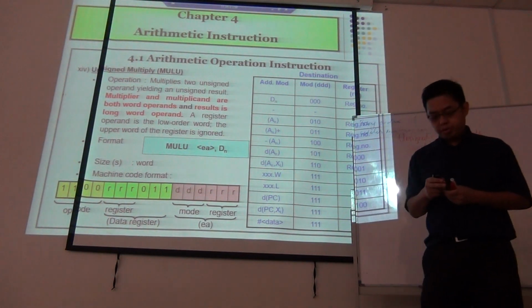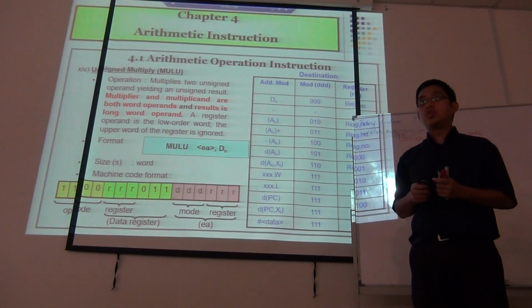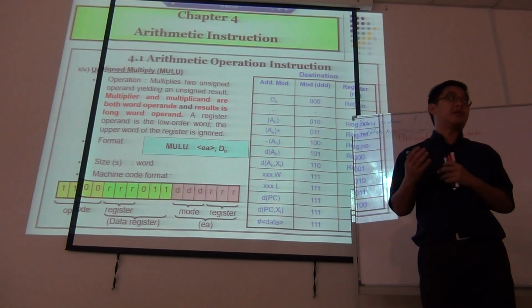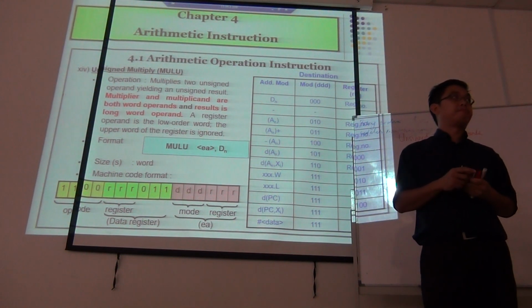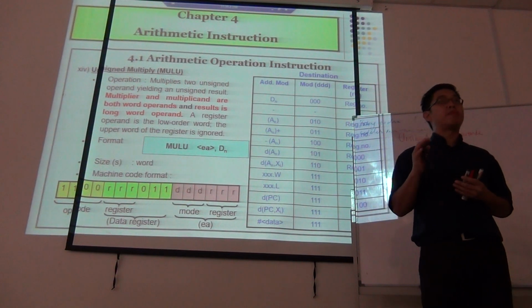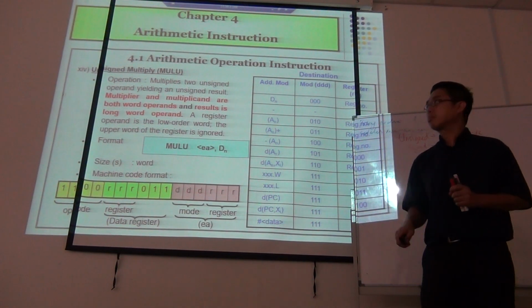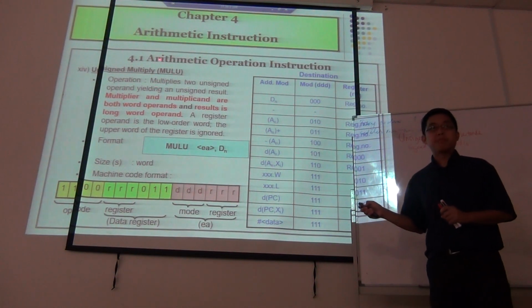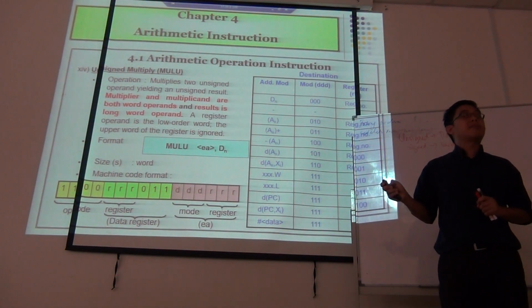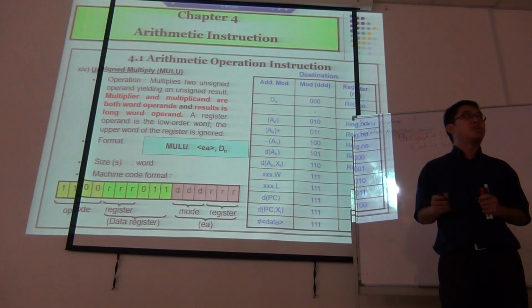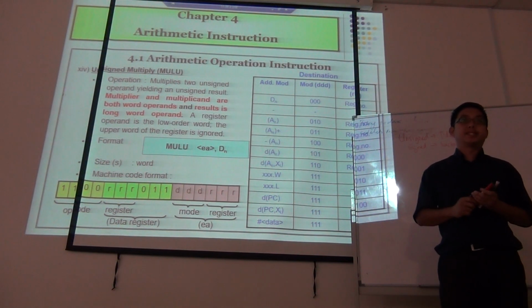Okay? So the big thing you need to understand here is basically back to your first year. If you do not remember your first year, in this class you are not going to understand. Now it is multiply unsigned. Unsigned means the number is only a positive number.